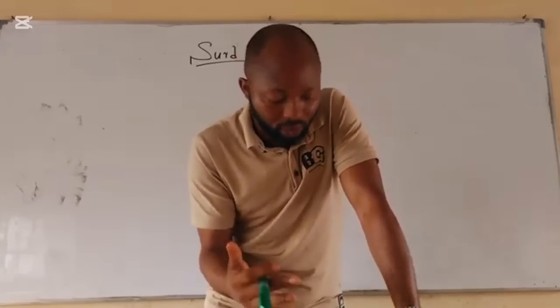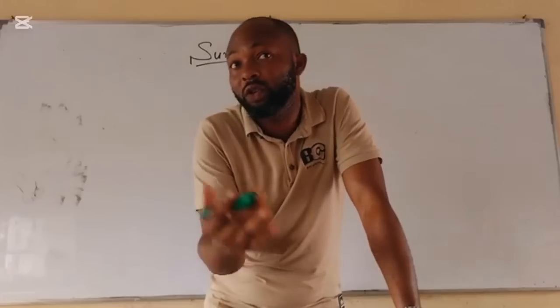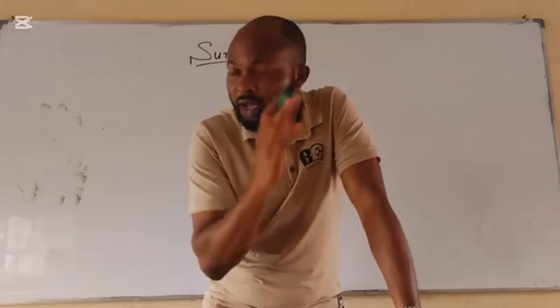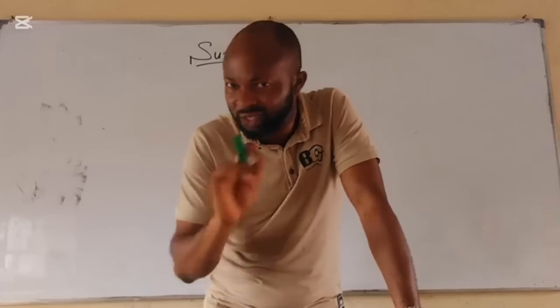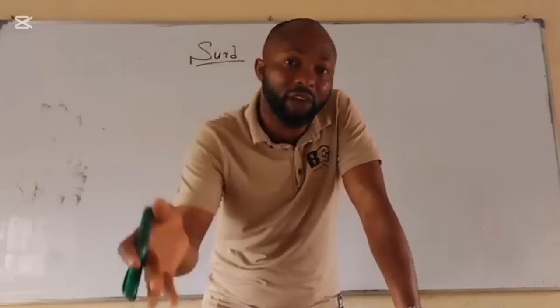Surds. Alright. Example, the root of 4 is 2. So the root of 4 is not a surd. It's not part of it because it gives us an exact value, which is 2.